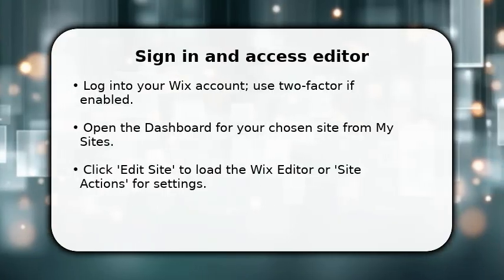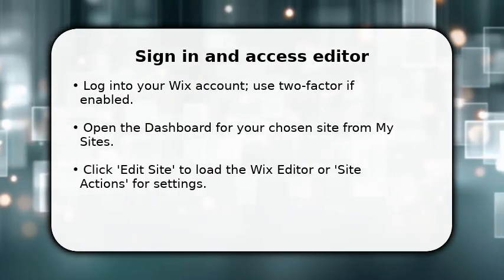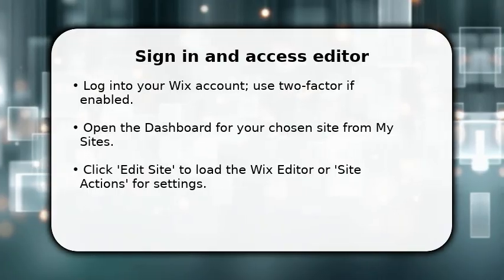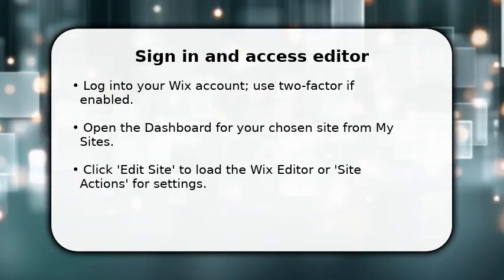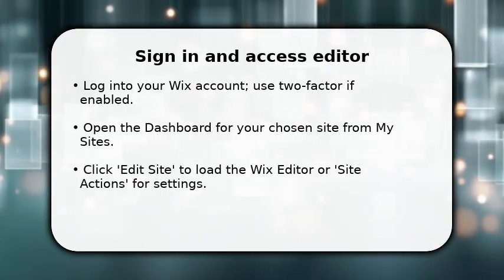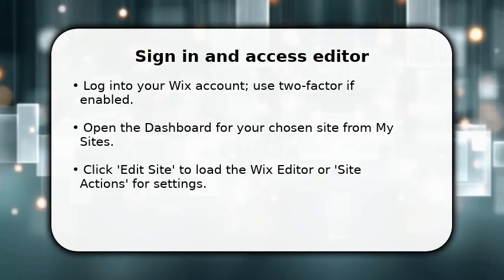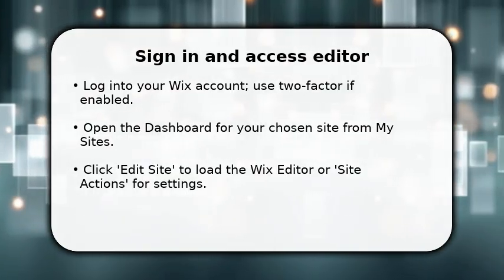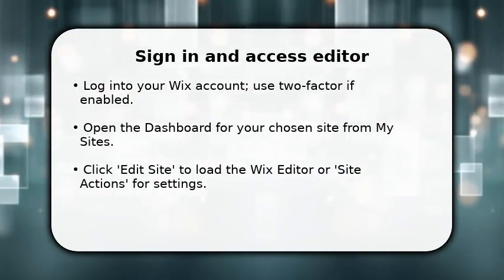You start by signing into Wix and selecting the site you want to change. Once signed in, open My Sites and pick the project. This gives access to dashboard tools. Click Edit Site to load the visual editor, or use Site Actions to access analytics and domains. Make sure to enable two-factor authentication for account safety. Once done, the editor will load your pages and site structure so you can begin editing content and settings immediately.